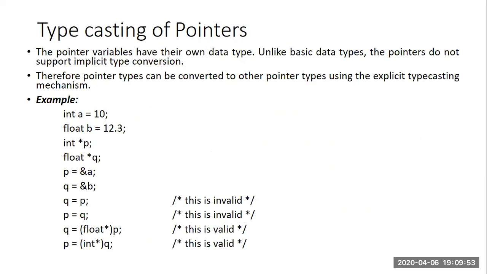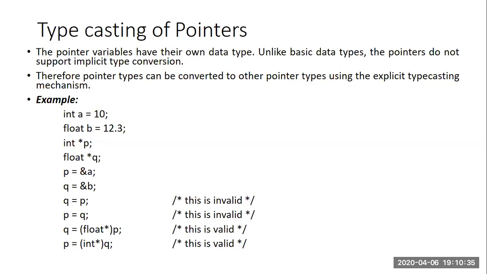Now, we are going to discuss the typecasting of a pointer. The pointer variables have their own data type. Unlike basic data types, the pointer data types cannot support implicit type conversion. Therefore, they need to be converted to other pointer types using the explicit typecasting mechanism.